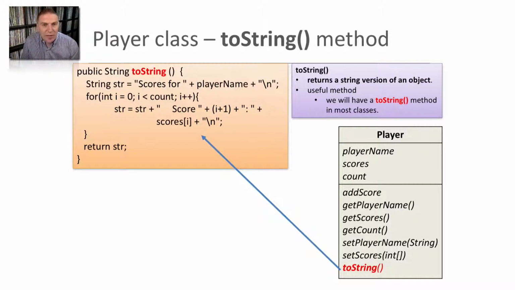So this class also has a method called toString, and what toString does is it takes the object and creates a string out of all of the different values. So it's a useful method, and we will have a toString method in most classes that you build in future. But this is the first time I think we've seen it.